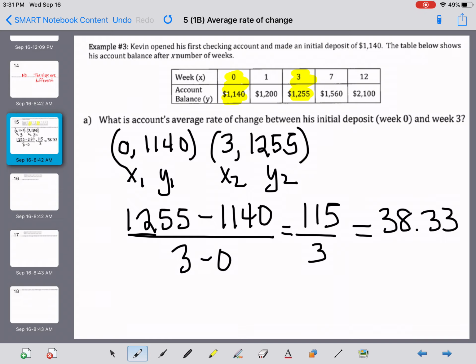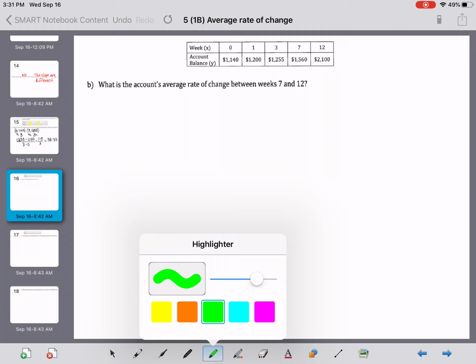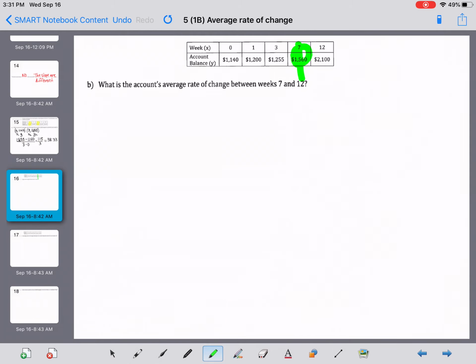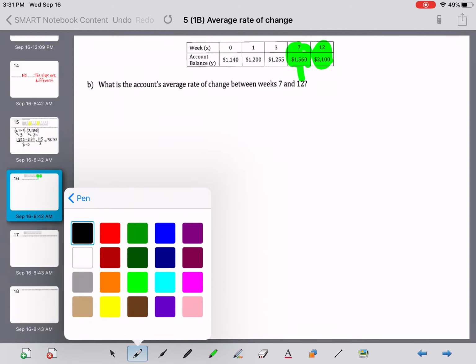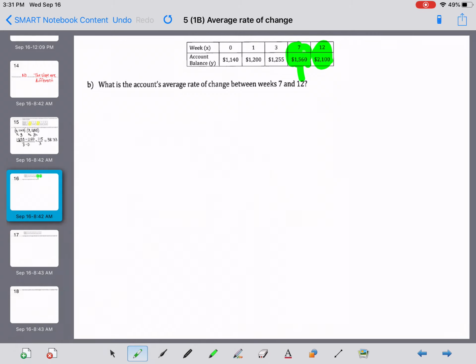If we take a look at the same chart, and this time we're going to look at the average rate of change between weeks 7 and 12, then week 7 is here, and week 12 is here. So when we go back and we fill in this particular chart, our two ordered pairs are 7, 1,560, and 12, 2,100.